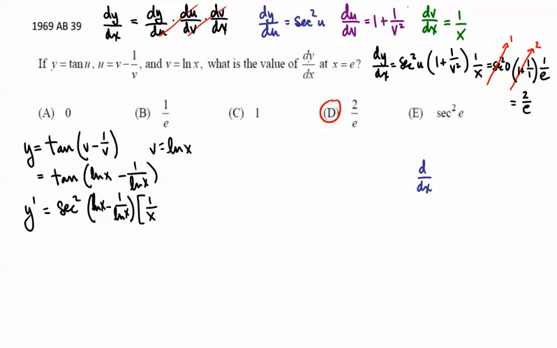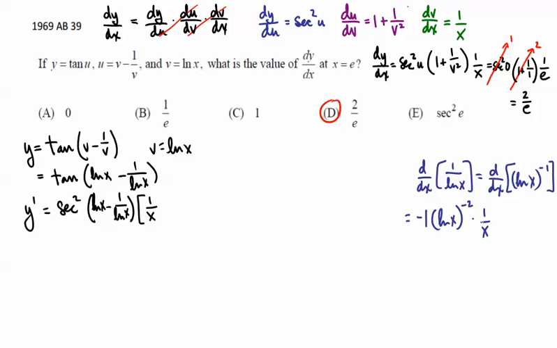Derivative of 1 over the natural log of x is the same thing as the derivative of natural log of x to the negative 1, and that we'll use the power rule with. So we bring down the negative 1, reduce the exponent by 1, leave the inside alone, and then multiply by the derivative of the inside. Derivative of ln of x is 1 over x. So that is going to simplify down to negative 1 over x times ln square of x.